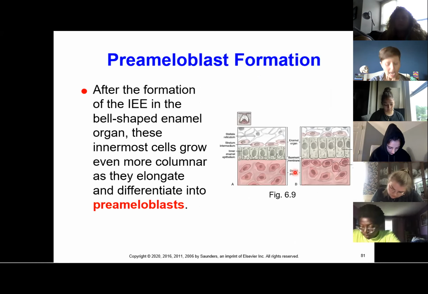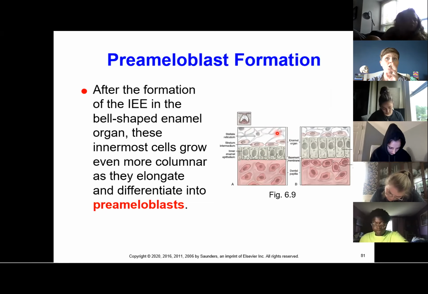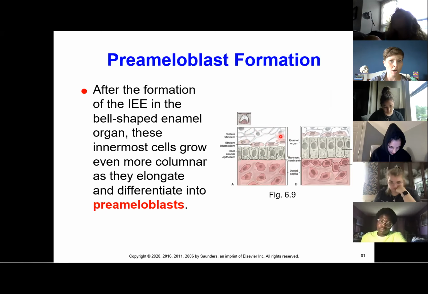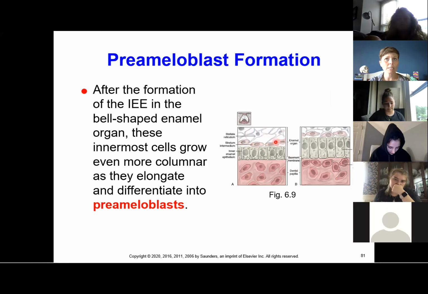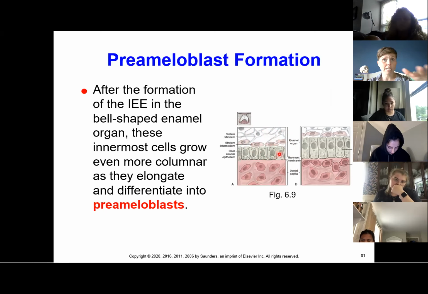Okay, so after the formation of the inner enamel epithelium, so that's this, you have your enamel matrix up here, which is your enamel organ, which is your stellate reticulum, which looks like a little star. That's the way I remember it. And then your stratum intermedium, which are these long pink ones. Then you have your inner enamel epithelium, and then you have your dental papilla. Okay, and so there's a basement membrane right in there in the middle there. So this is your whole enamel organ, and this is your dental papilla.